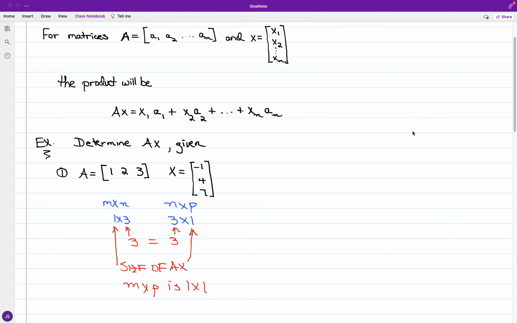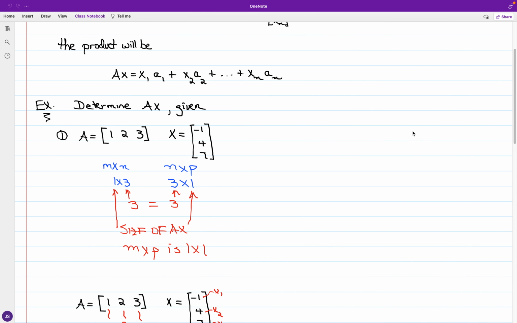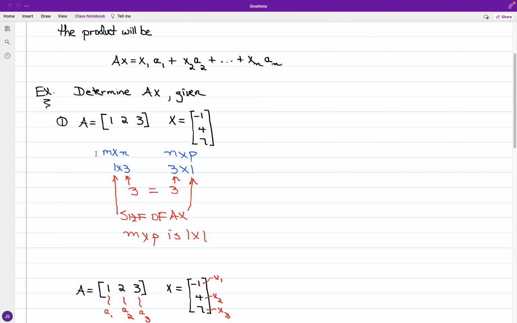Let's say we have an example of multiplying two matrices A and X. A will be 1, 2, 3 across, and running down, X is equal to -1, 4, and 7. A is a 1 by 3 matrix, X is a 3 by 1 matrix, and the number of columns in A is the same as the number of rows in X. For M times P, the outside terms, the size of AX is going to be a 1 by 1 matrix. So that will consist of just one term.